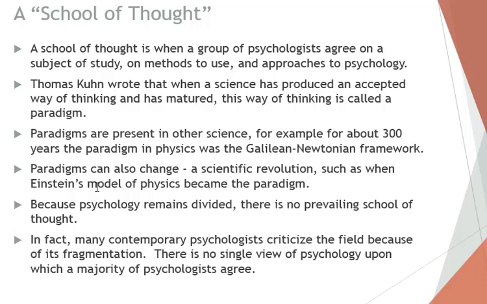So I think it's important to understand what that means, because psychology remains divided, there's no prevailing school of thought. There's no way you're going to get everybody to agree on something. It's one thing when you're talking about mathematics. I think we can get all mathematicians to agree that 3 plus 3 equals 6, but we can't get all psychologists to agree that the best way to treat depression is with Prozac.